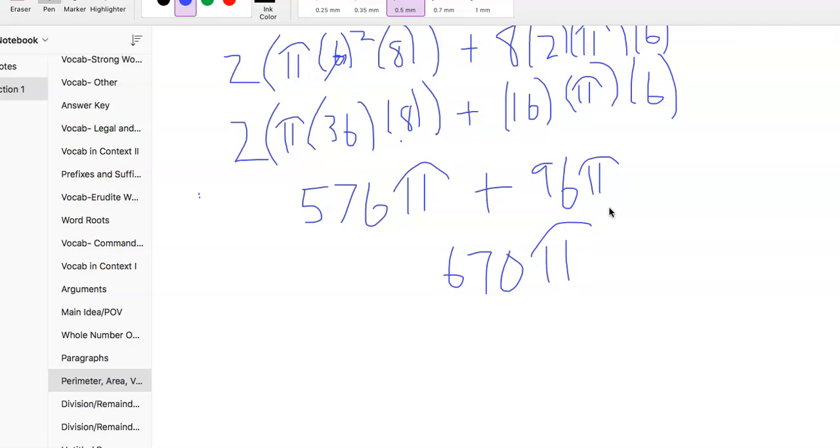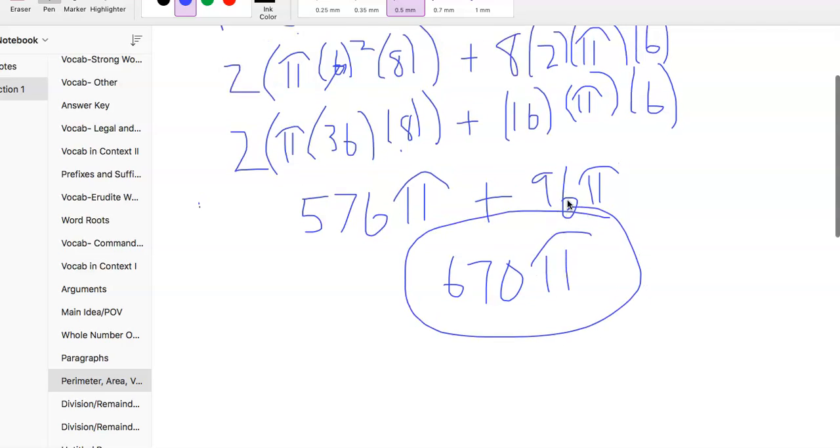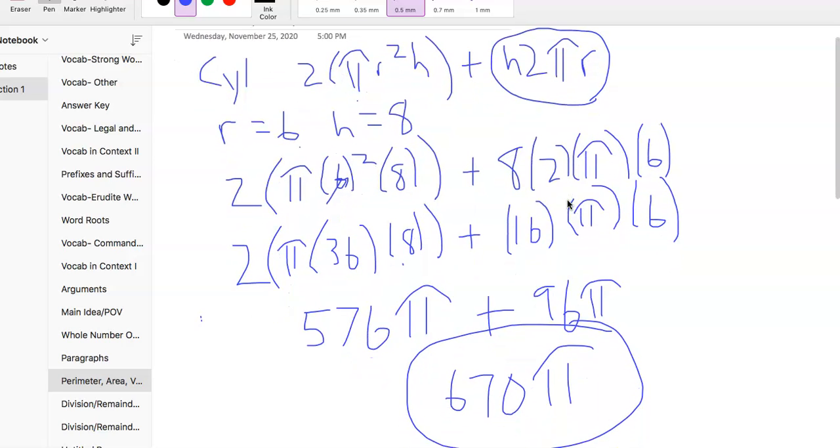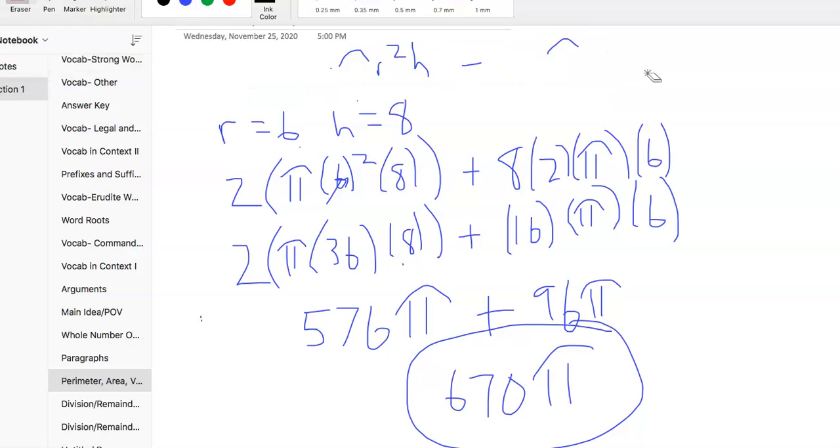Okay. And if you add these together, we end up with 670 pi. Okay. So, it's a bunch of plugging in numbers, being comfortable with how to square numbers like 5 squared, 6 squared, 7 squared, numbers like that are going to show up. And then knowing this formula, just plugging it in. Okay. One more.